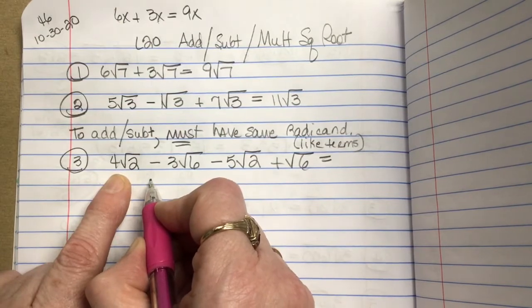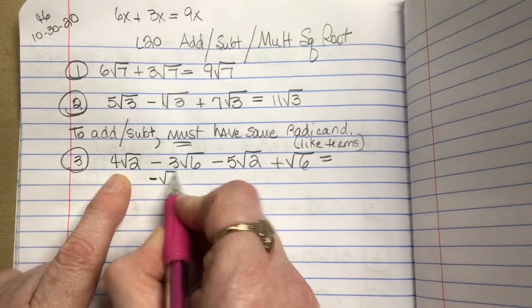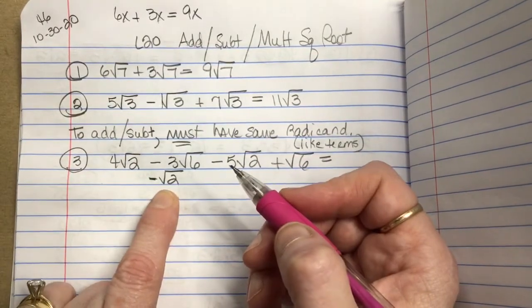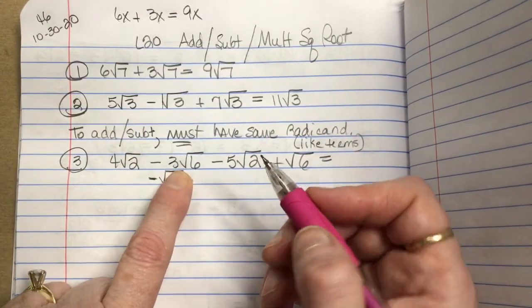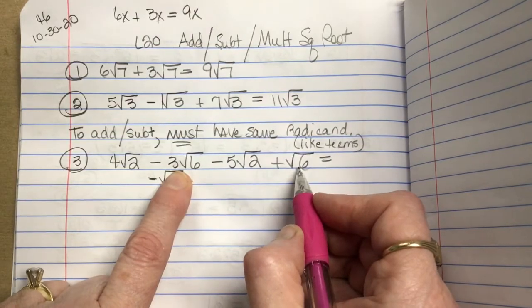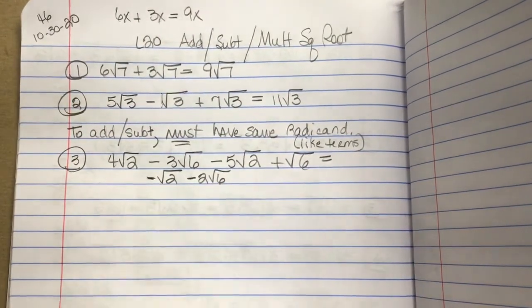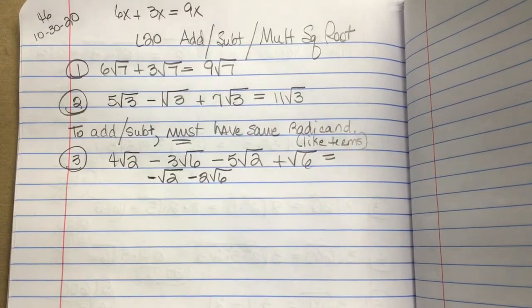So 4 square root of 2 minus 5 square root of 2 would be negative 1 square root of 2. You can write negative 1 square root of 2 or just negative square root of 2. Both of them are acceptable. ACT is going to give this one. And then negative 3 square root of 6 plus 1 square root of 6 would be negative 2 square root of 6. You can commute those. Negative 2 square root of 6 minus square root of 2.